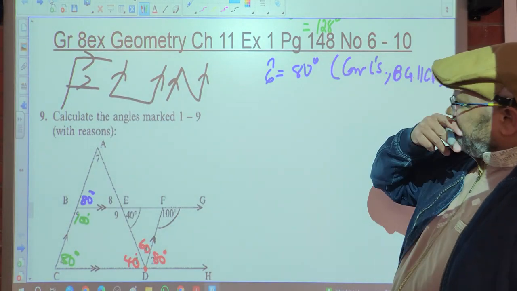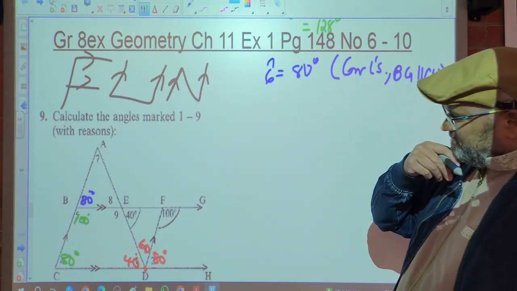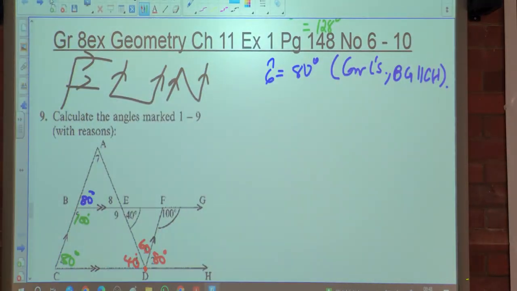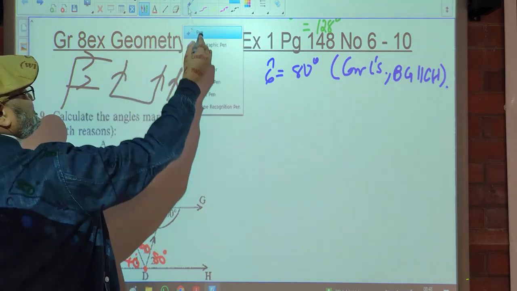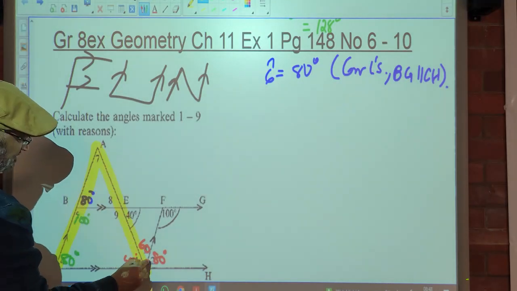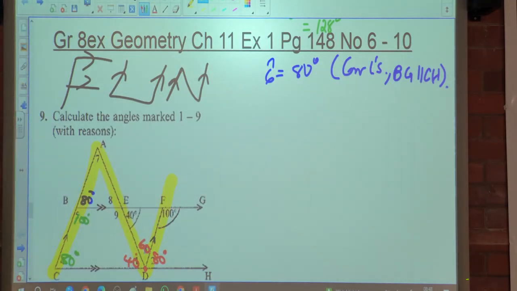Why am I skipping 8? And 7? See, I'm getting excited. And this is it. I'm going to calculate 7. Alternate. You all see the alternate angles? See here? 7 is alternate to 60. Beautiful, no? Otherwise, how else could you have calculated angle 7?